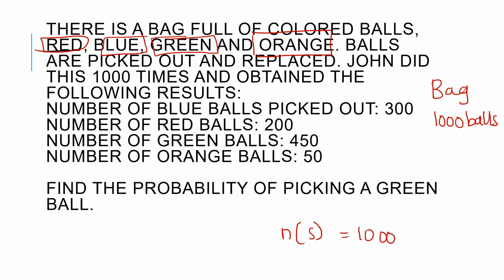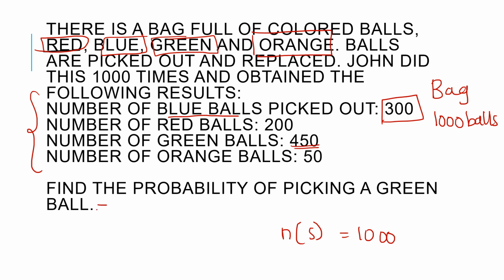And out of this 1,000, we have a few results over here: the blue balls picked up is 300, red balls is 200, green balls is 450 and orange balls is 50. We want to find the probability of picking a green ball.